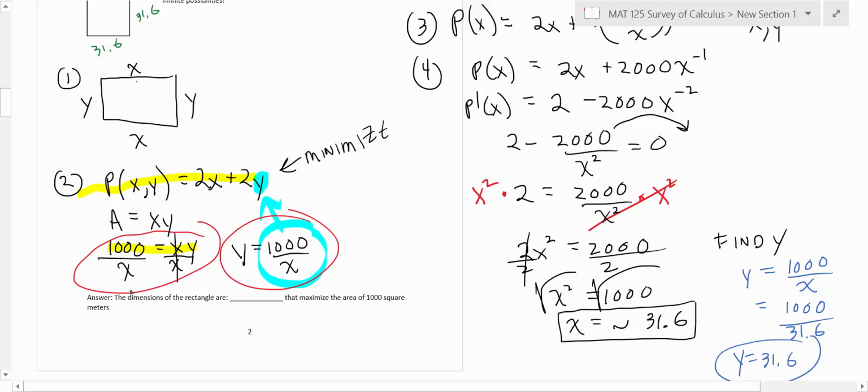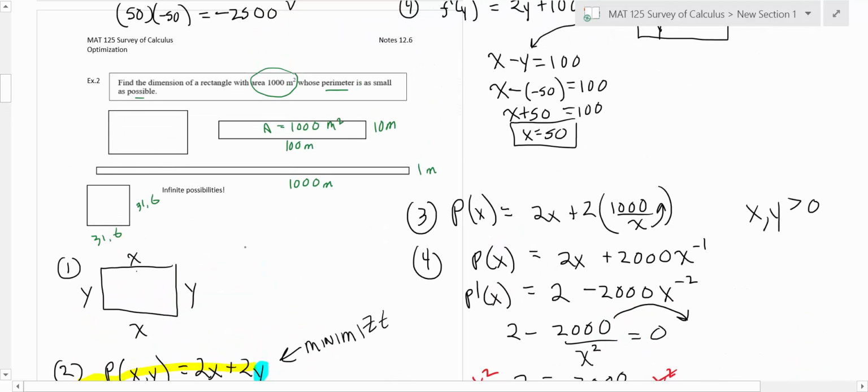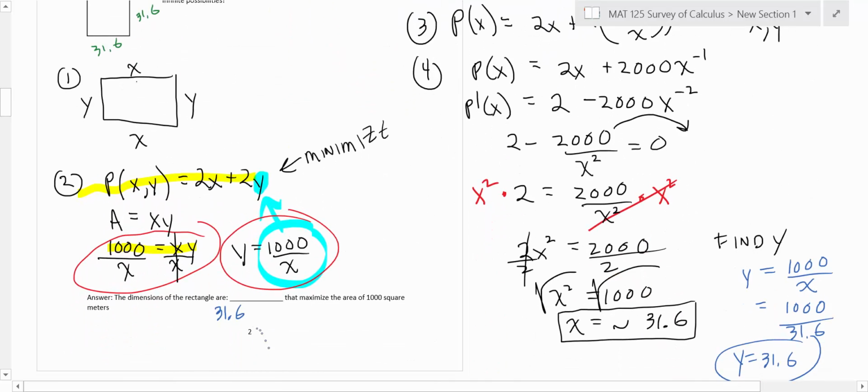All right, so here's how you would write the answer. You would basically just say the dimensions of the rectangle are 31.6, and this was in meters, so it'd be 31.6 meters by 31.6 meters. And I'll show you how you can make sense of this with a graphical technique.